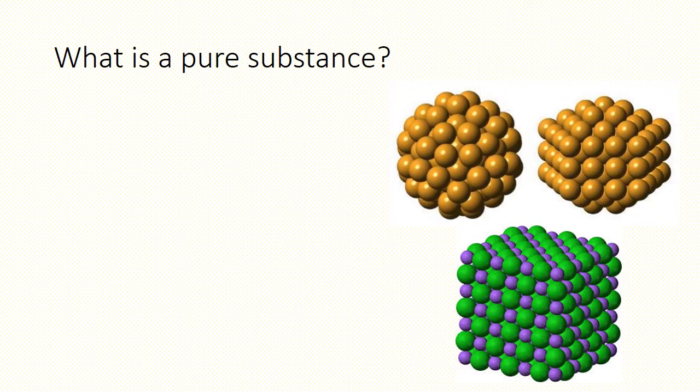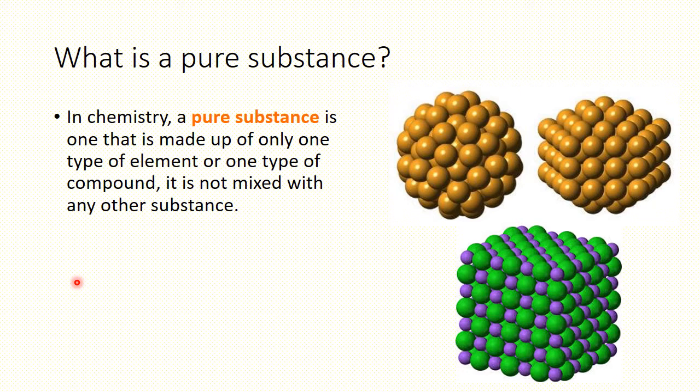So we're going to start off with looking at what a pure substance is. So we've got two images here of pure substances, and this is the key bit to get across. A pure substance doesn't necessarily need to just be made up of one type of atom. Of course, that definition would be an element. A pure substance is where we have one type of element or compound and it is not mixed with any other substance.